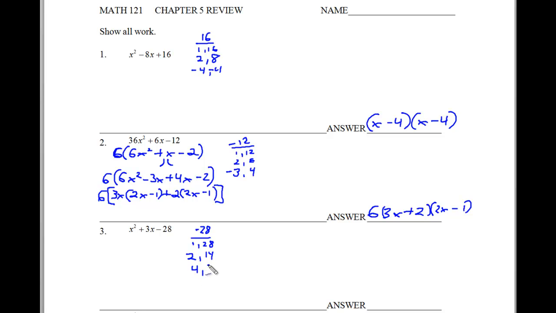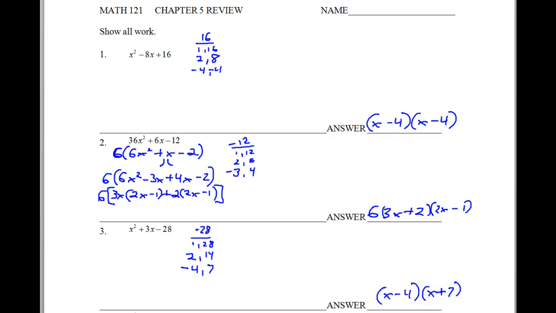And we have 4 and 7, and this is the magic number, because if I make the 4 negative, this will give me my two numbers to multiply to make negative 28, and add to make 3. So my answer is going to be x minus 4, x plus 7.